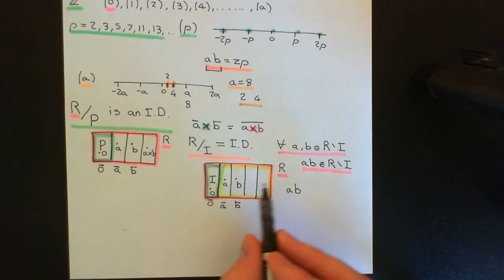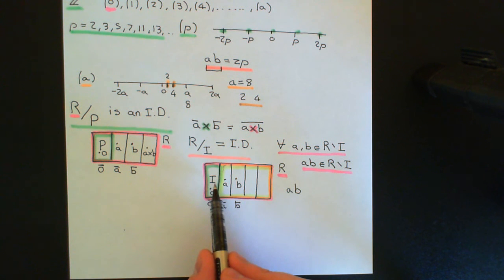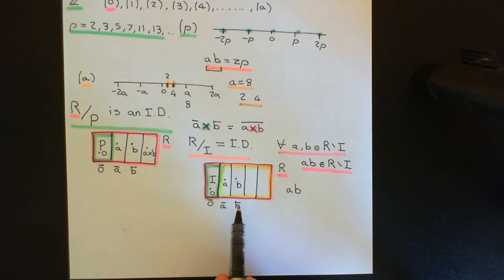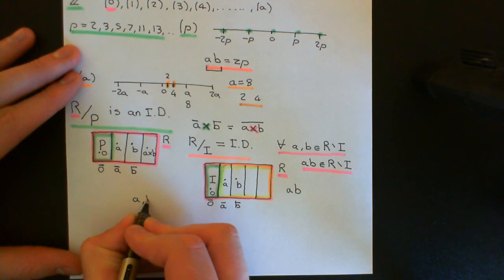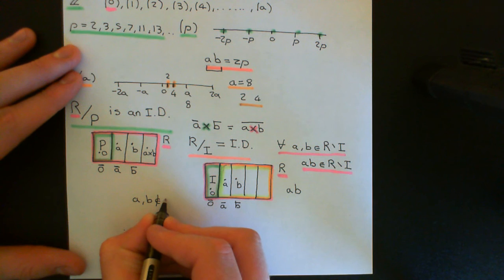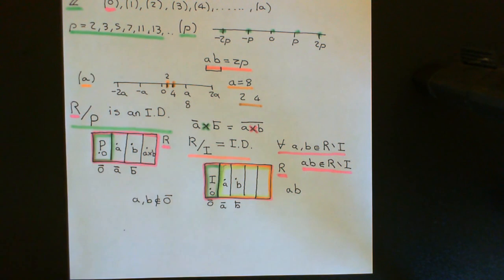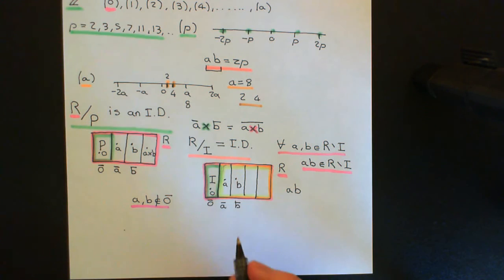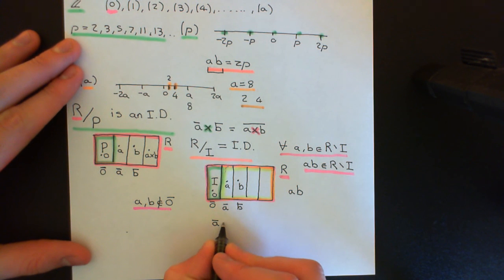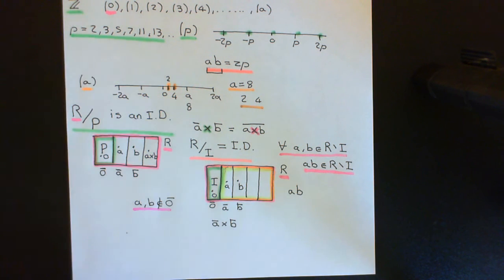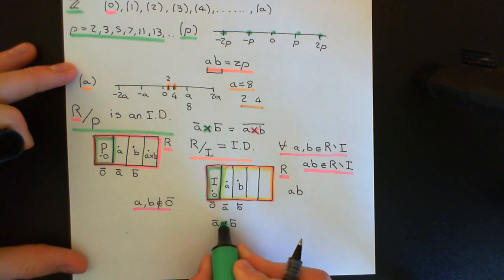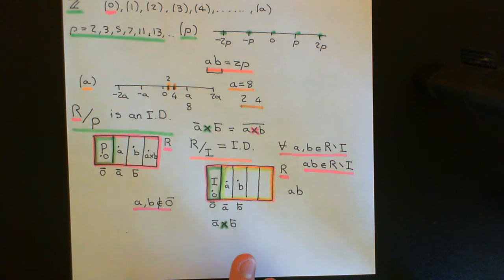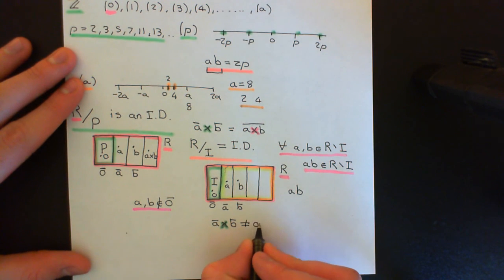And because a and b were both supposed to be outside of the ideal, it means that they're both in cosets that are not the additive identity coset. So I can conclude that a and b are not elements of the additive identity coset. Now what I can do is use the fact that it's an integral domain, and what it being an integral domain tells me is that if I multiply these two cosets together, a bar and b bar, in the quotient ring, so this is multiplication in the quotient ring, whatever the answer is, it is not the additive identity coset, so this is not equal to the additive identity coset.